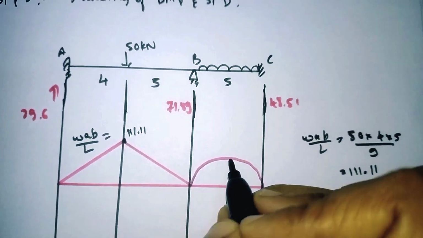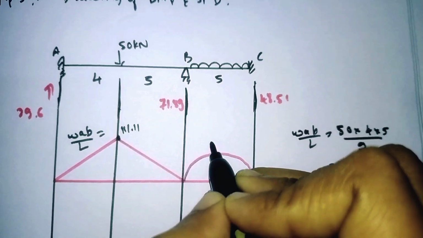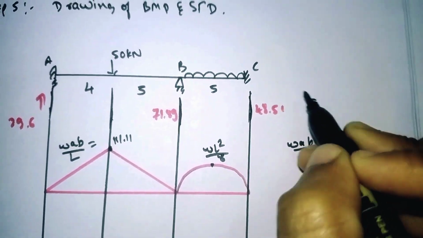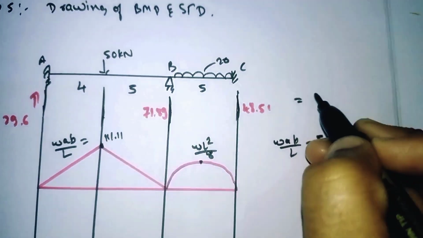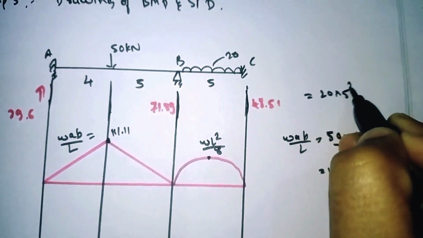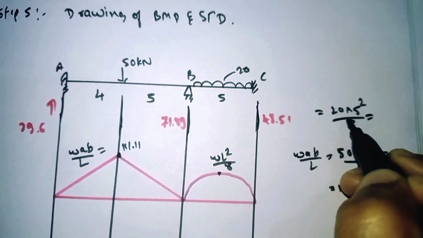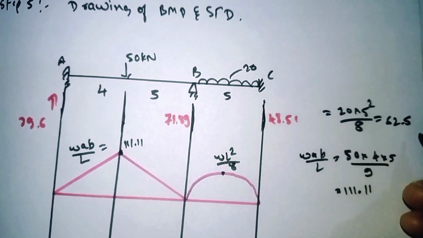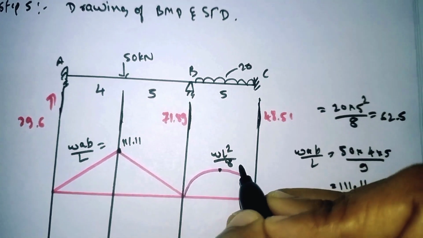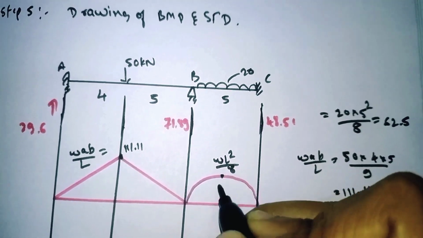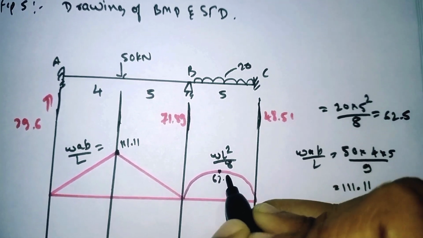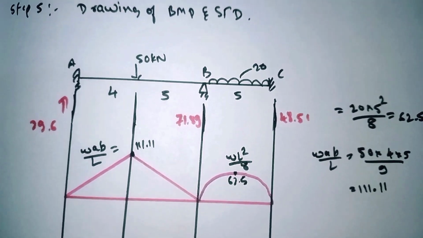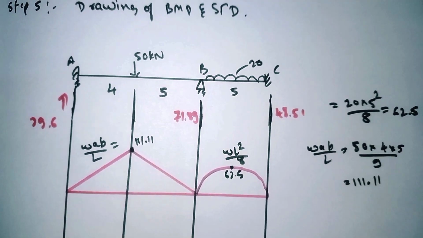And for the UDL, to find out this, we have the formula WL square divided by 8. Our load is 20, so 20 into L is 5 square divided by 8. So it will come out as 62.5, which will be the height. So now we'll go for the net bending moment diagram.